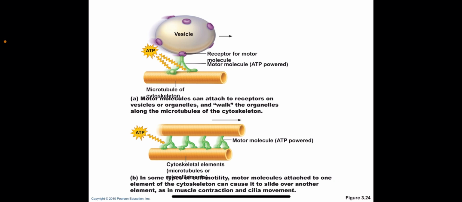So we can see them here. We've got a microtubule of the cytoskeleton attached. A vesicle attaches to it and moves along. They're almost like little feet. So motor molecules attach to the receptor, and the vesicle or the organelle practically walks across the microtubule of the cytoskeleton. And they also move against each other, literally walking against each other. This is how cilia move on your intestinal lining.